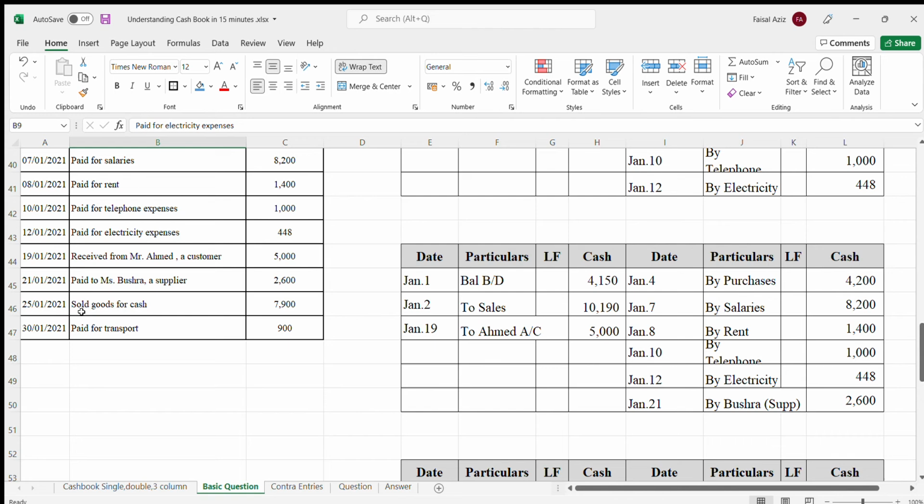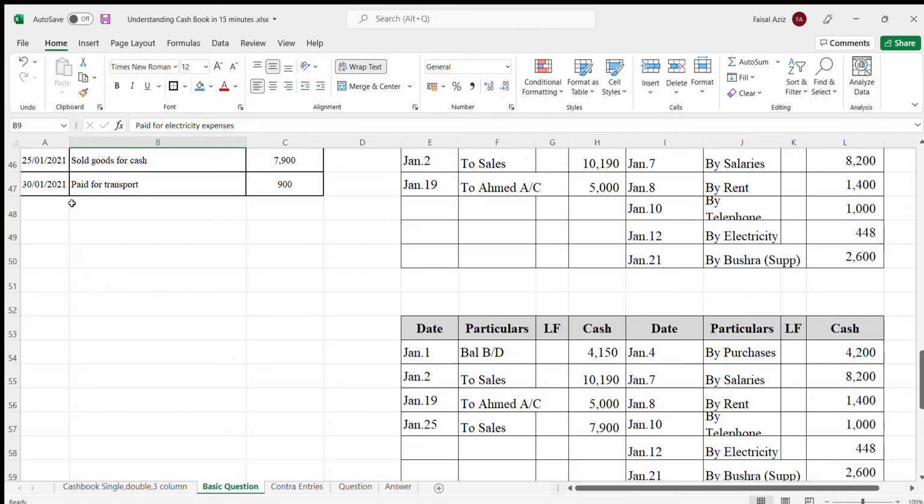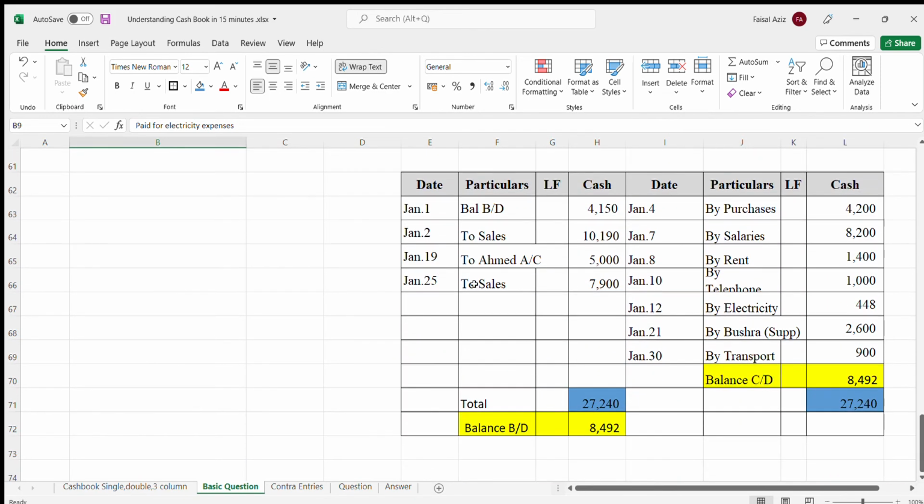The next transaction is 25th of January, sold goods for cash. So again, this is a cash inflow. So it will come over here with the prefix to sales 7,900. The last and final is 30th of January 2021, where it mentioned paid for transport 900. So you can see here the last one we will mention on 30th of January by transport 900.